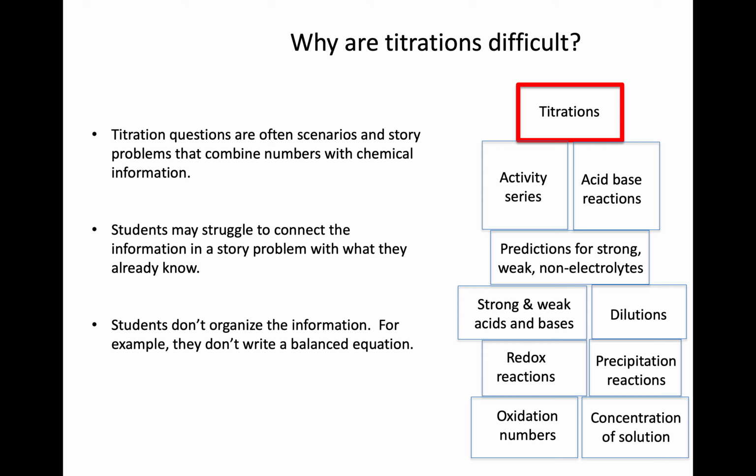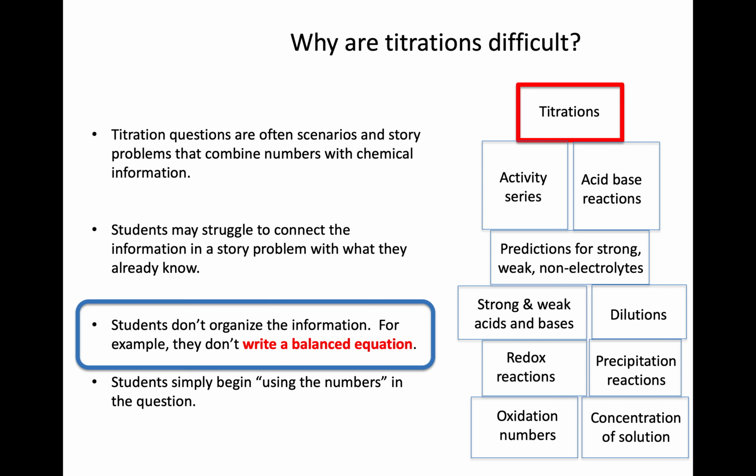Oftentimes, students don't organize the information. For example, many times they don't write a balanced equation. Students frequently begin simply using the numbers that are given in the question. They don't pause and first ask, well, what is the chemical context? This idea of writing a balanced equation, my number one suggestion for titration problems: please write a balanced equation. Right there, that will improve your chances for success.